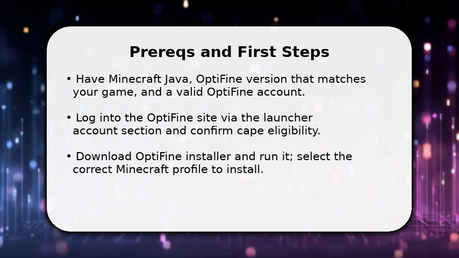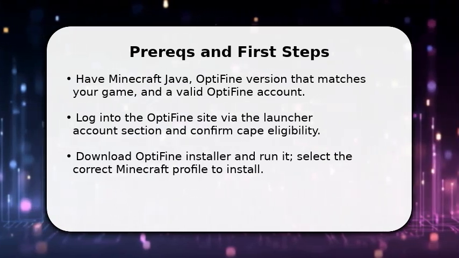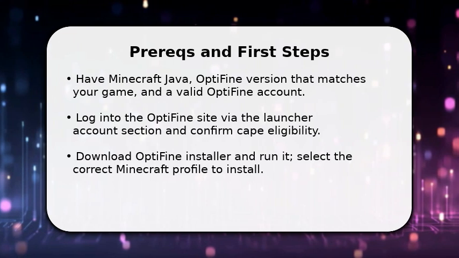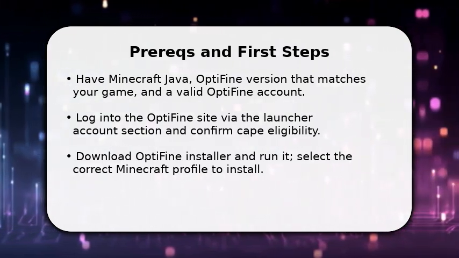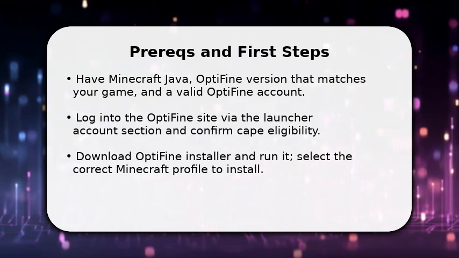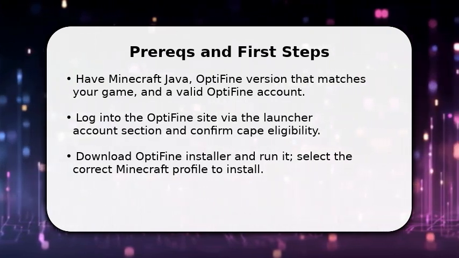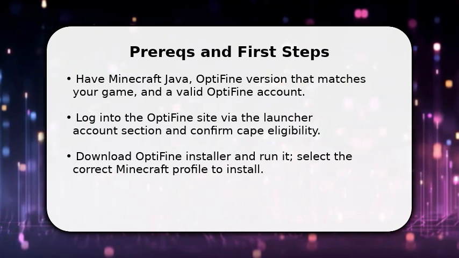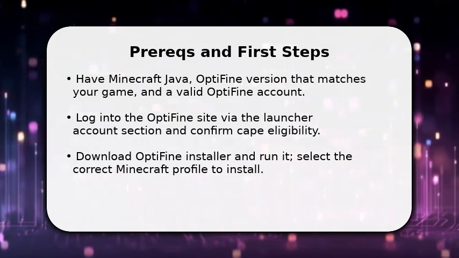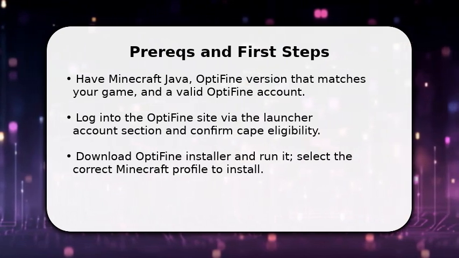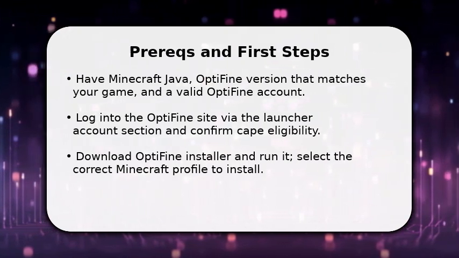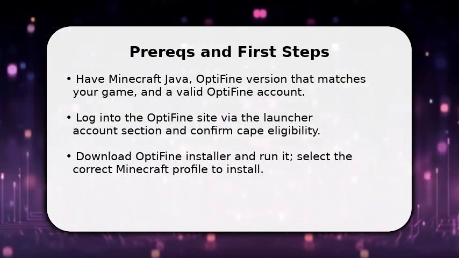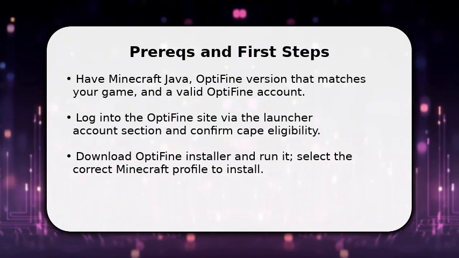You start by confirming prerequisites: Minecraft Java, the matching Optifine build, and an Optifine account eligible for capes. Once you have those, run the Optifine installer and pick the profile you use for the game. Make sure to close Minecraft first so the installer can modify files. After installation, open the Minecraft launcher, choose the Optifine profile, and launch once to create the new configuration. This prepares the client for adding a custom or purchased cape.